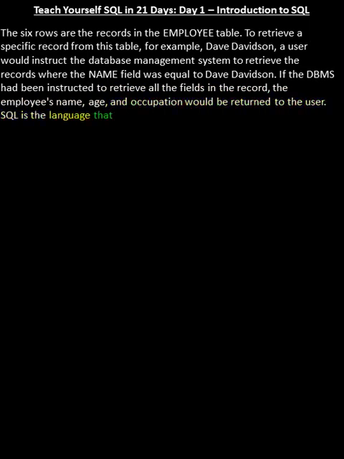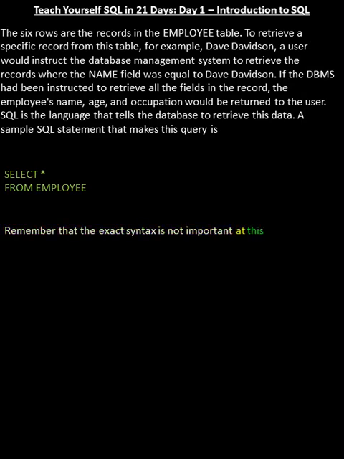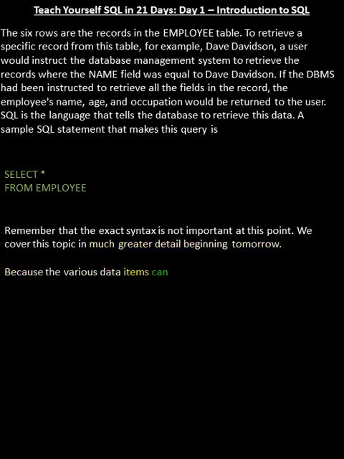To retrieve a specific record from this table, for example, Dave Davidson, a user would instruct the database management system to retrieve the records where the name field was equal to Dave Davidson. If the DBMS had been instructed to retrieve all the fields in the record, the employee's name, age, and occupation would be returned to the user. SQL is the language that tells the database to retrieve this data. A sample SQL statement that makes this query is: select star from employee. Remember that the exact syntax is not important at this point. We cover this topic in much greater detail beginning tomorrow.